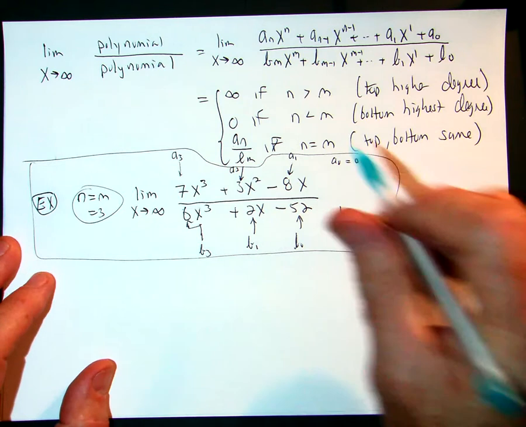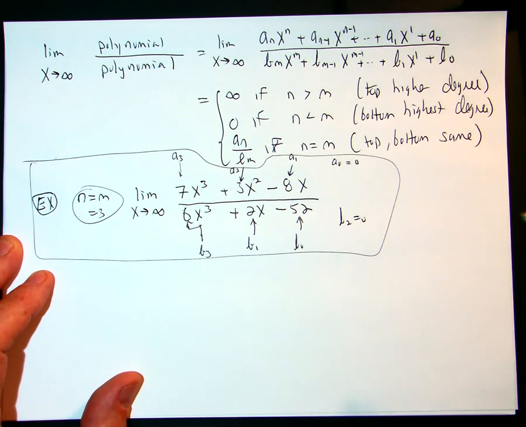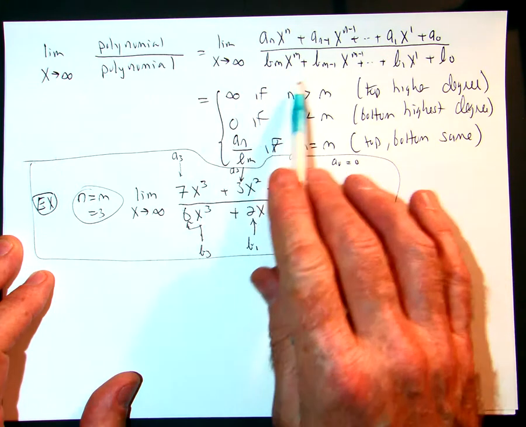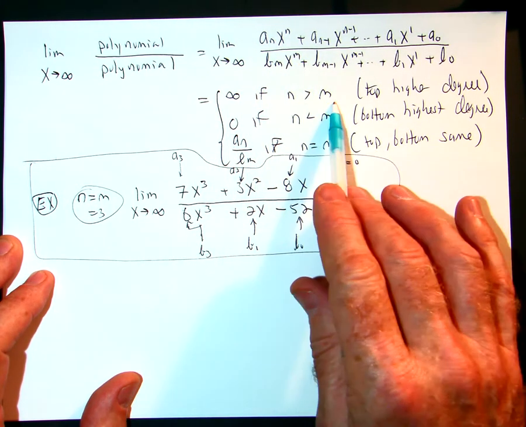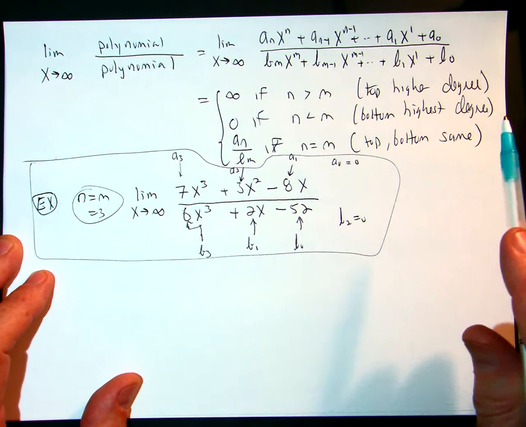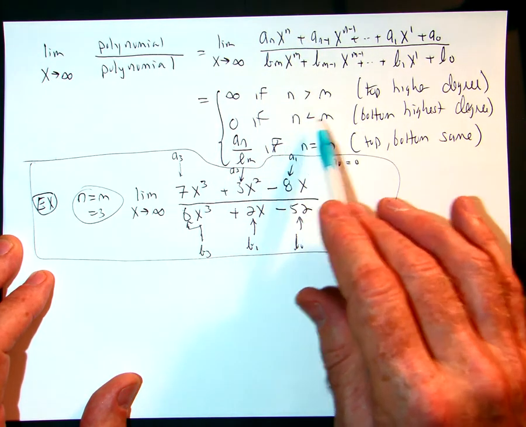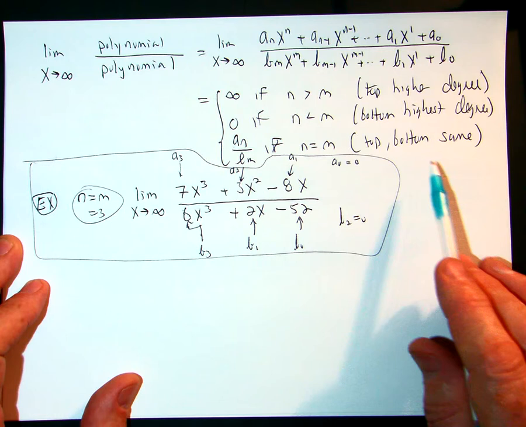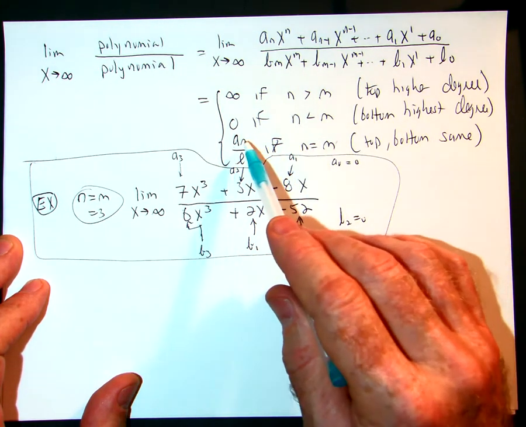So what I'm going to do is establish a rule, and it's a rule that you can use on any test, quiz, whatever. If you look at one of these and you see that the top has higher degree than the bottom, n bigger than m, you can just say the limit's infinity. If, on the other hand, the bottom has the biggest power, so n is smaller, you can say it's 0. And if the powers are the same, then you can say it's an over bm.